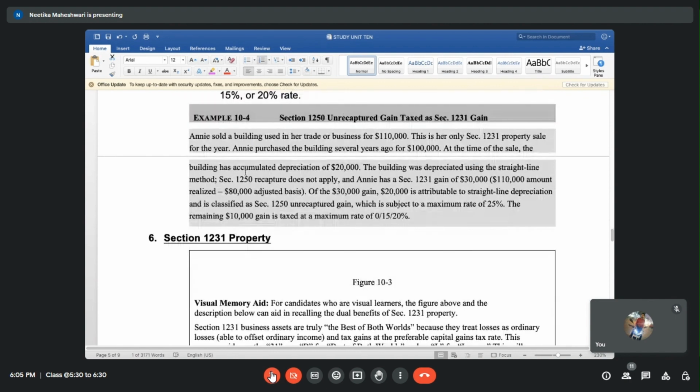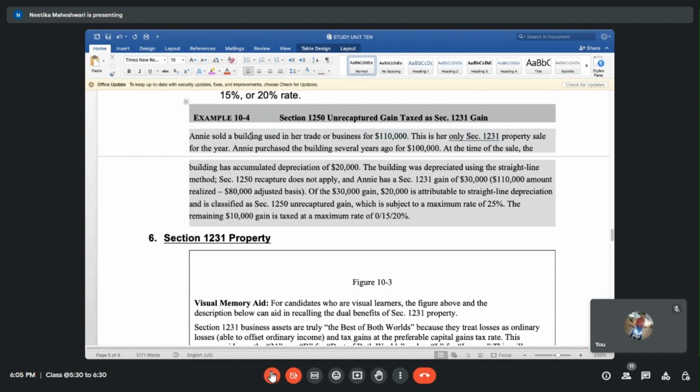Let's go over this. Annie sold a building used in her trade or business for $110,000. This is her only Section 1231 property sale for the year. Annie purchased the building several years ago. So don't get confused between clubbing all the different properties. This is only one property. Let's keep it simple. She has one property, which is the building.